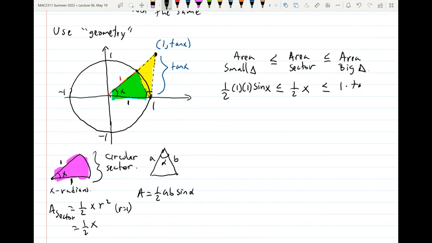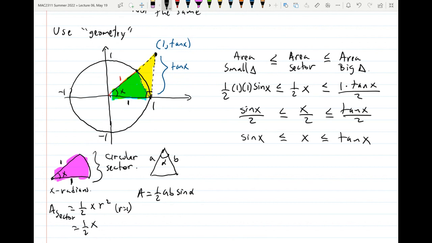So 1 times tangent divided by 2. In other words, we have here the non-trivial inequality that sine of x over 2 is less than or equal to x over 2, which is less than or equal to tangent over 2. Multiplying everything by 2, we get this. So we can cancel all the 2's, right? So we get this inequality that x is between sine and tangent. This is a nice inequality, and remember here x is in radians. The value of the angle is always between the sine of the angle and the tangent of the angle.